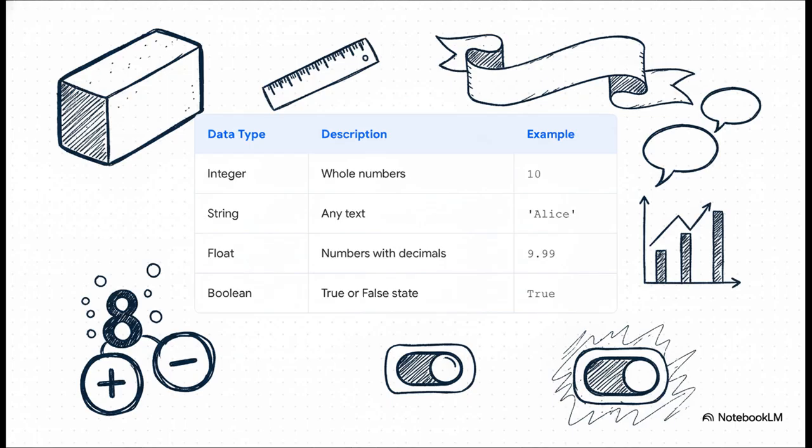Okay, so let's do a quick recap. We've got our 4 main flavors of data: integers for your whole numbers, strings for any kind of text, floats for numbers with decimals, and booleans for simple true or false states. Honestly, if you can get these 4 down, you've taken a huge first step.